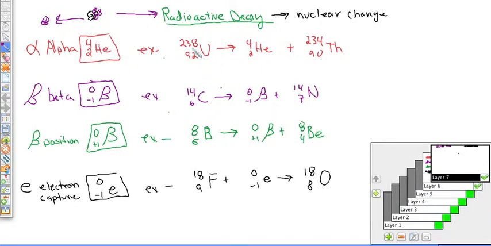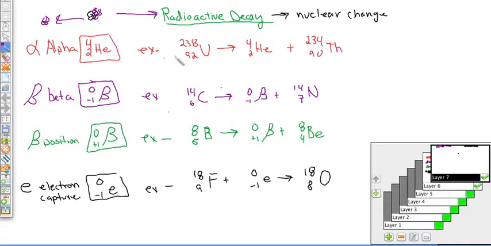So here's an example right here for alpha decay. Uranium-238 is right there. It's going to undergo alpha decay. So it's going to go down from 238 to 234 and turn into thorium. So why does it turn into thorium? Because it's lost 2 protons, taking it down on the chart from 92 to 90.